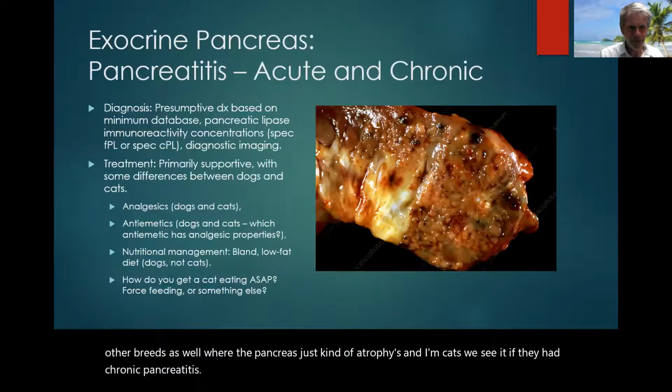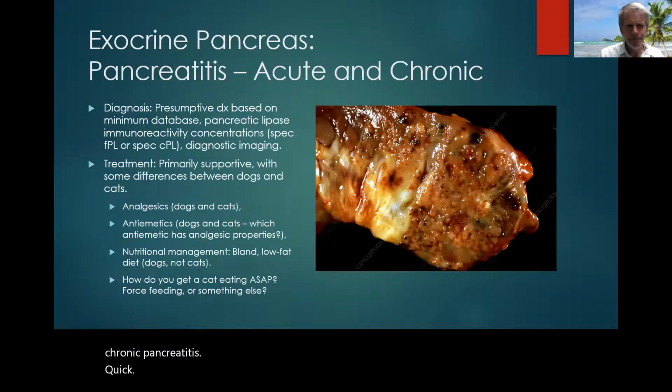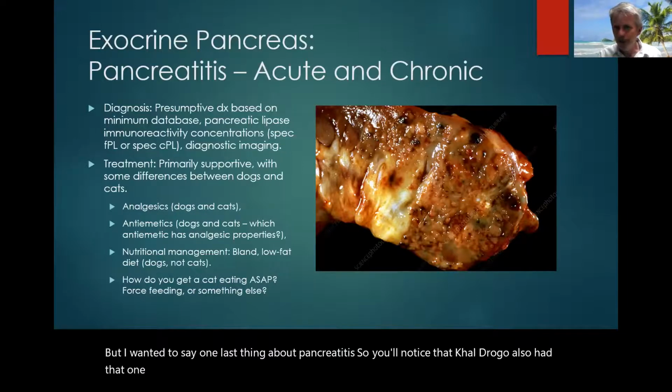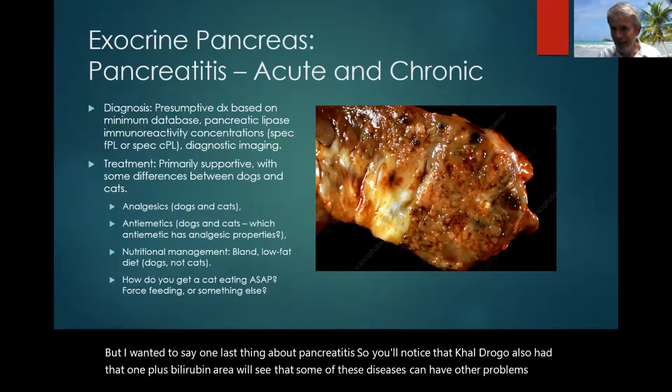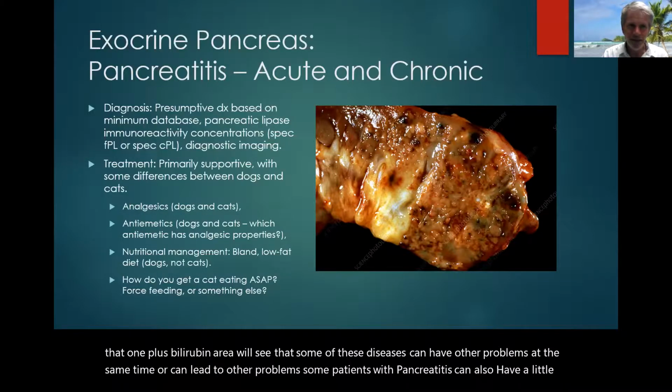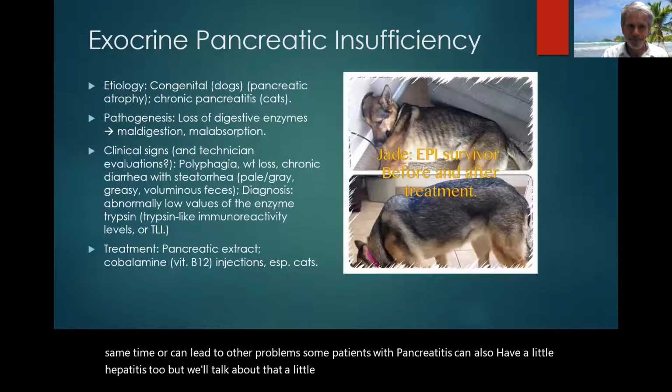Let me just back up here real quick. In fact, I wanted to say one last thing about pancreatitis. So you'll notice that Khal Drogo also had that 1+ bilirubinuria. We'll see that some of these diseases can have other problems at the same time, or can lead to other problems. Some patients with pancreatitis can also have a little hepatitis too, but we'll talk about that a little later.